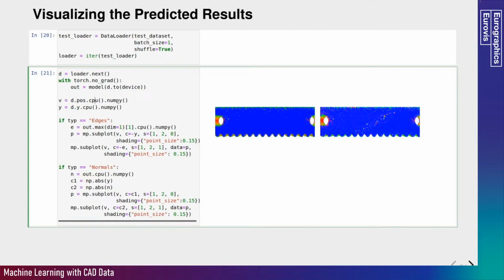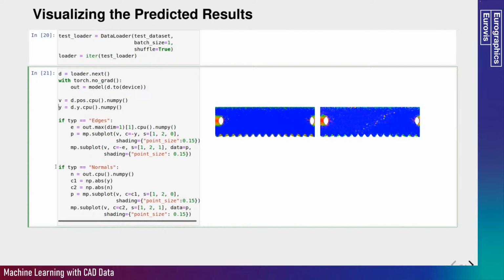We put this to our CPU and NumPy to be able to compare it and use it then in our further calculations. What we also need are the ground truth normals, and they are stored in this data.y field, so we just define y here the same way.